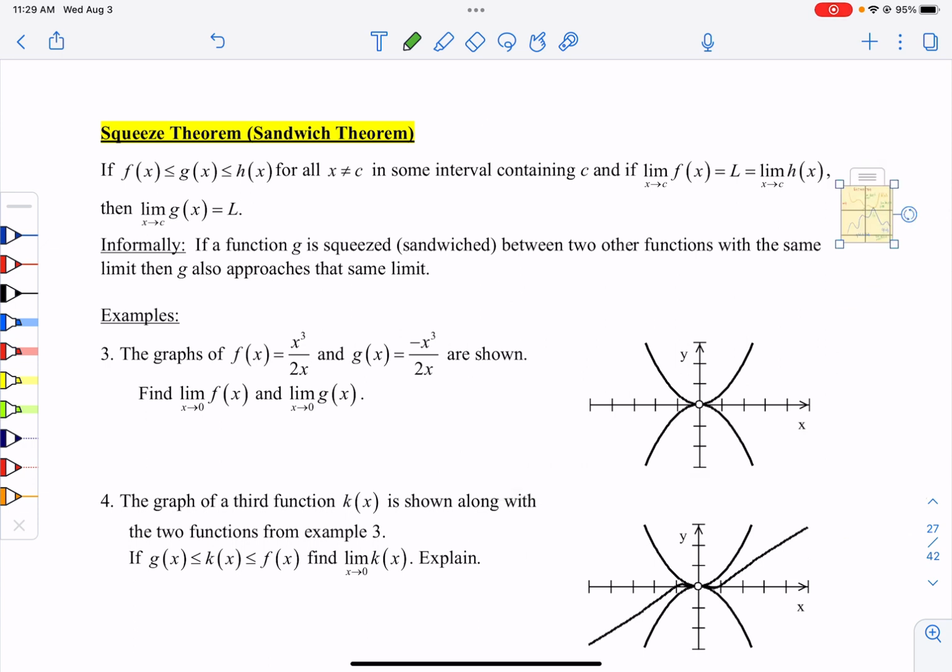What it looks like algebraically, what it looks like when you do the algebra, if f of x is less than g of x, which is less than h of x.